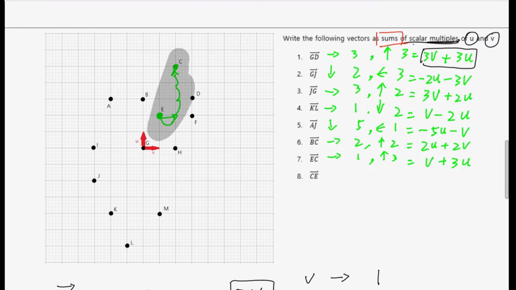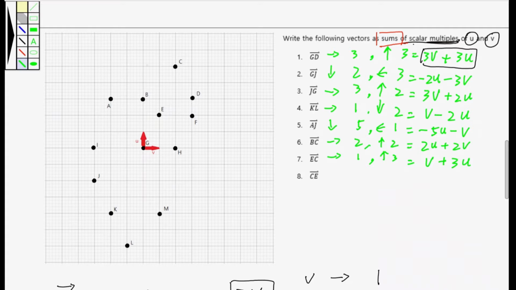And the last one, vector CE. C is here, E is here. So opposite side of u is 3 magnitude, and opposite side of vector v is 1. So it's going to be negative 3 vector u, negative vector v.